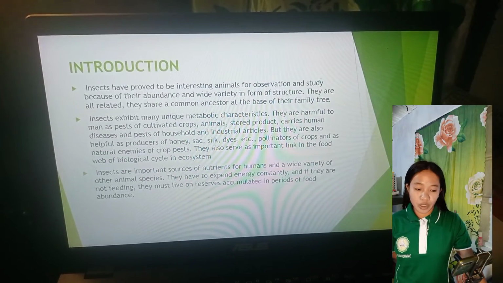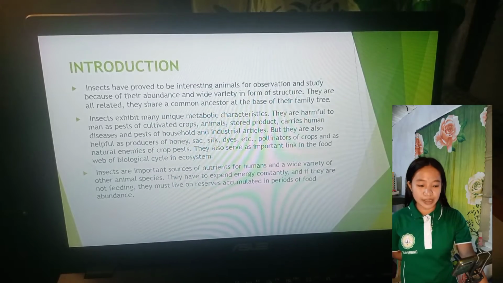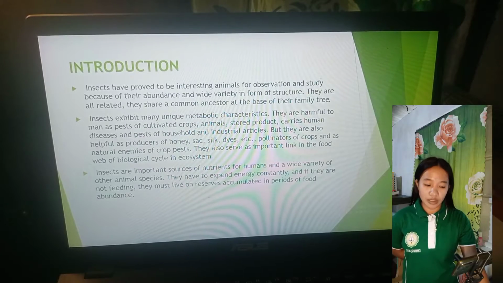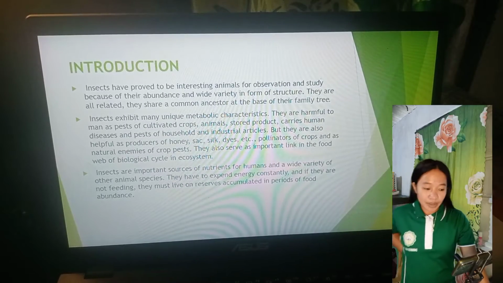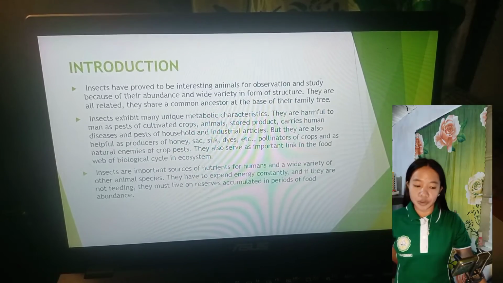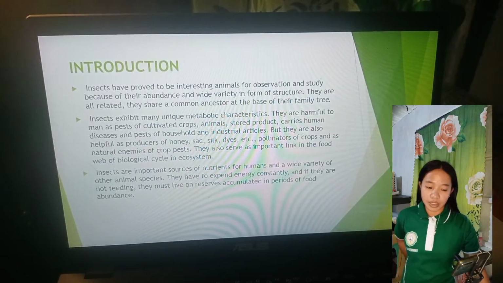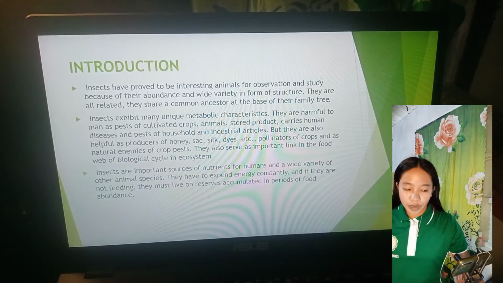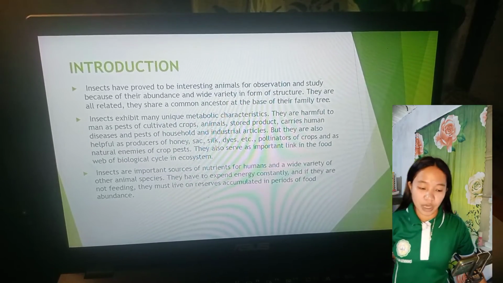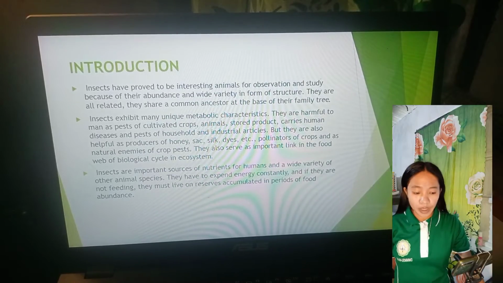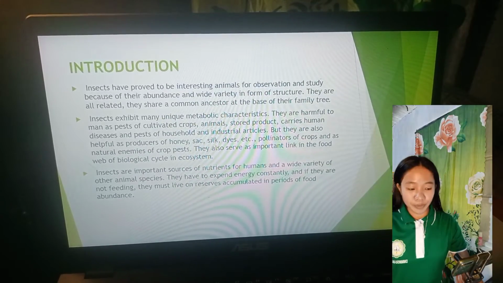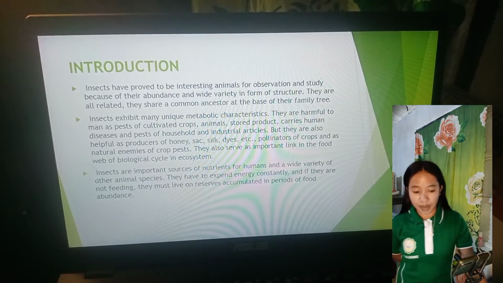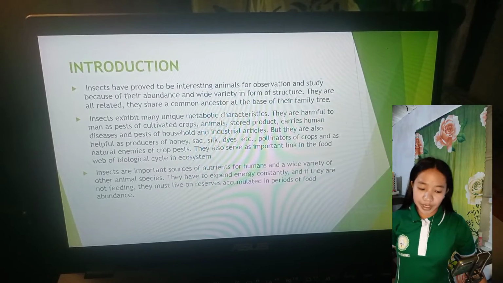They are harmful to man as pests of cultivated crops, animals, stored products, carriers of human diseases, and pests of household and industrial articles. But they are also helpful as producers of honey, silk, dyes, and etc. They are also pollinators of crops and natural enemies of crop pests. They also serve as an important link in the food web of the biological cycle in the system.